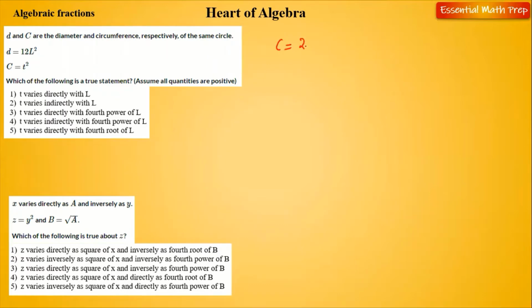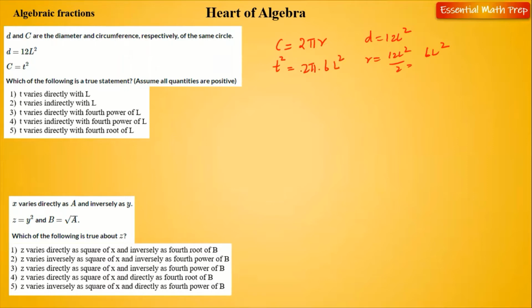Circumference of a circle is 2 pi r, right? We know circumference is T squared, so let's leave it as it is. Let's not change anything. So diameter is 12 L squared. So that means the radius would be 12 L squared over 2, that is 6 L squared. So that will be the same as 2 pi times 6 L squared, right?